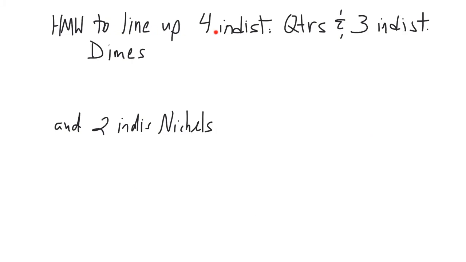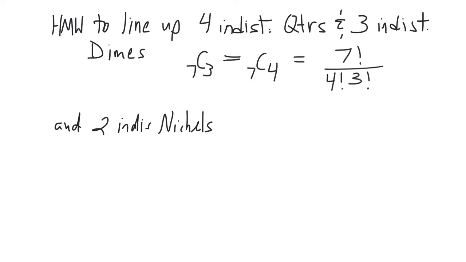How many ways are there to line up 4 indistinguishable quarters? You can't tell them apart. And 3 indistinguishable dimes. So we're going to spell a word with 4 Q's and 3 D's. So I could solve this by saying of the 7 pieces of money, I'm going to pick 3 of them to be the dimes. Or of the 7 coins, I'm going to pick 4 of them to be the quarters. So of my 7 things, that's 7 factorial, the difference, and the number itself.